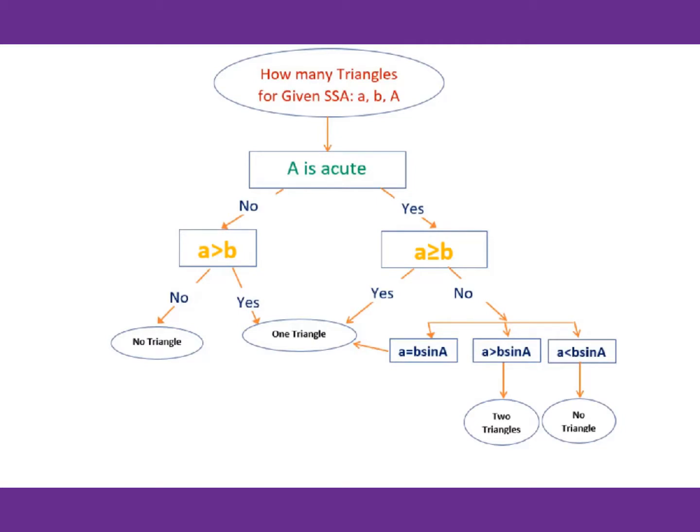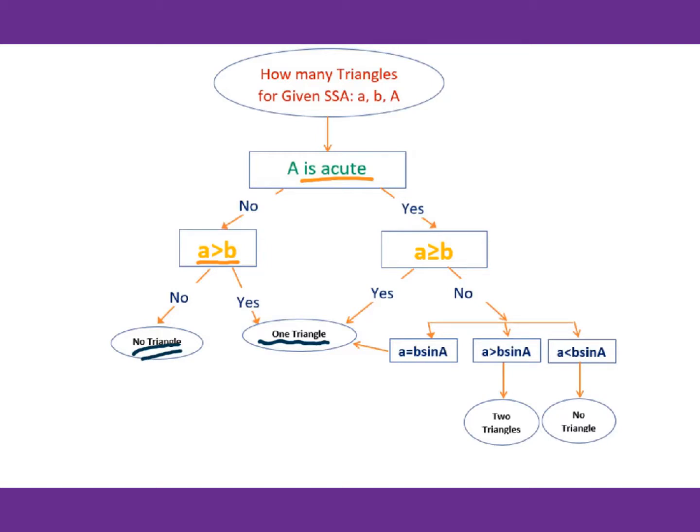This is a flow chart to decide how many triangles for given SSA. First of all, you need to check the given angle is an acute angle or is an obtuse or right angle. If it's not acute angle, it could be right angle or obtuse angle. Then you only have two situations. If A greater than B, then you have one triangle. If A less than or equal to B means no triangle.